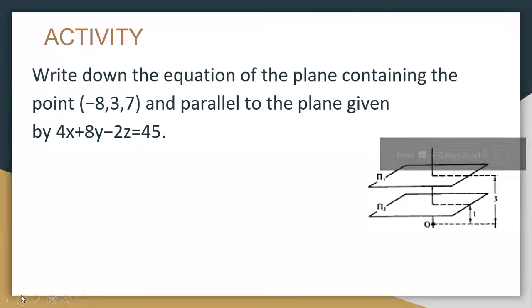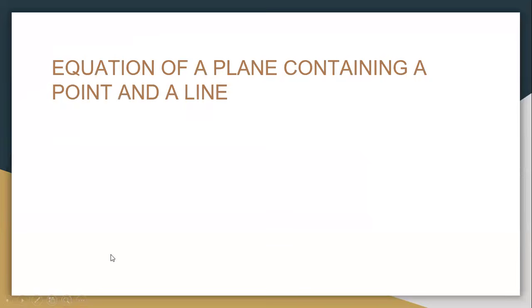Okay, now next we are going to look at this special case. We have now started our special cases. The first one we are going to look at is how do you find the equation of a plane whereby you have a point and you have a line. That's what we are going to look at.